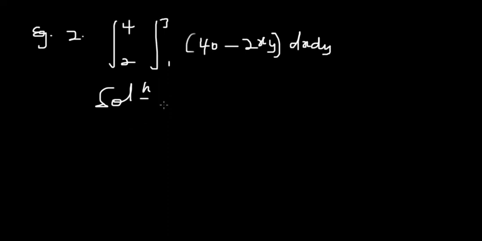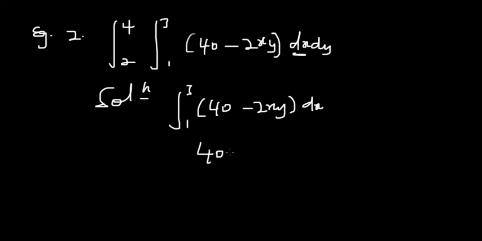So let's see how you go by that. As we already did for the initial problem, you first take the integral from 3 to 1. Then we have 40 minus 2xy, and then we use dx. Now let's see how we solve this.